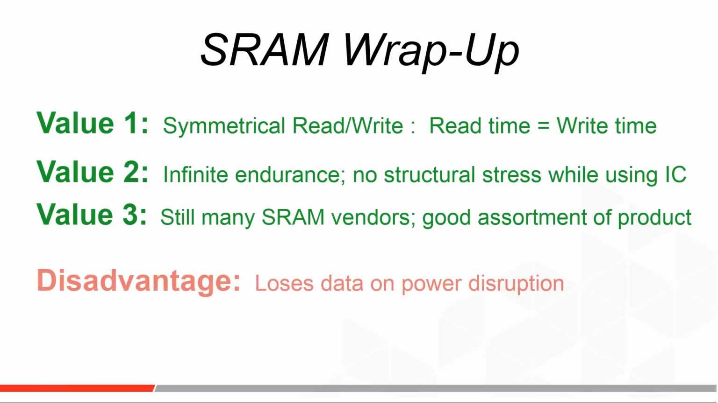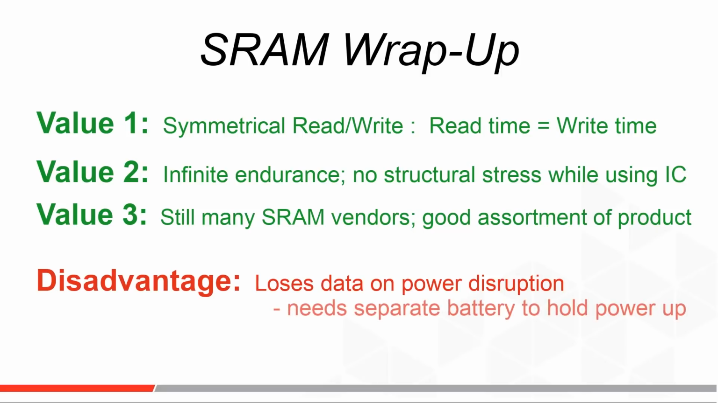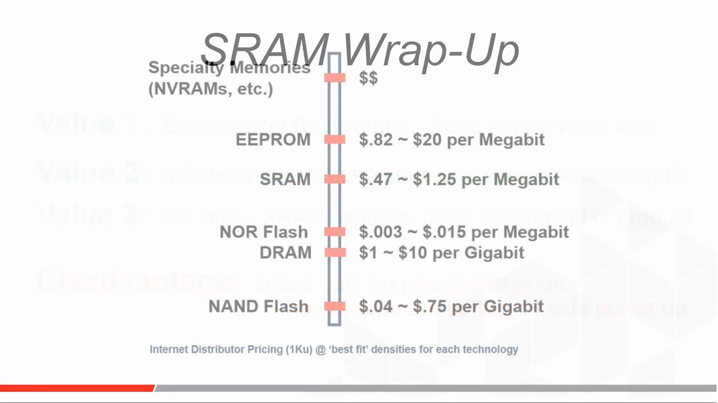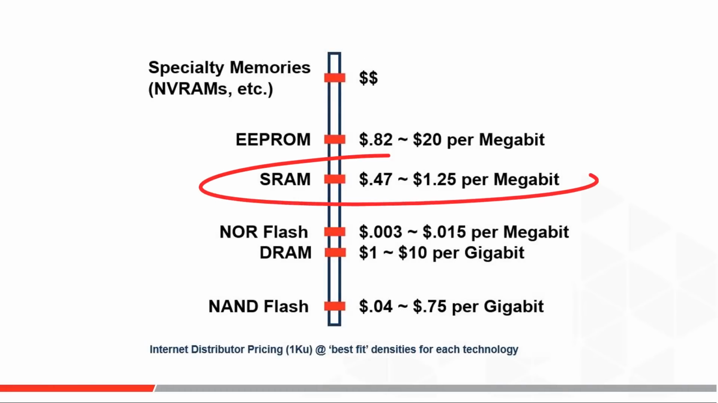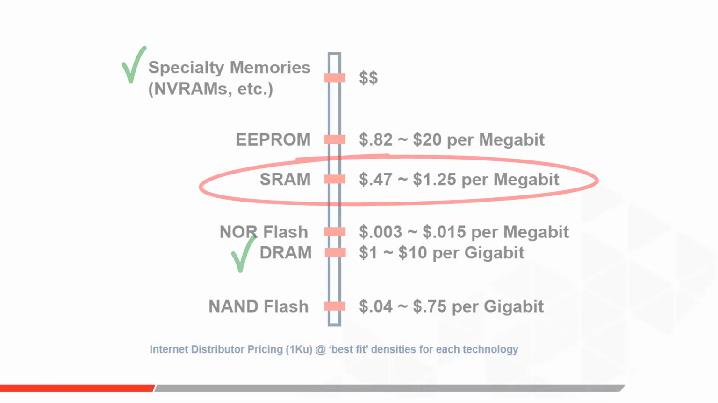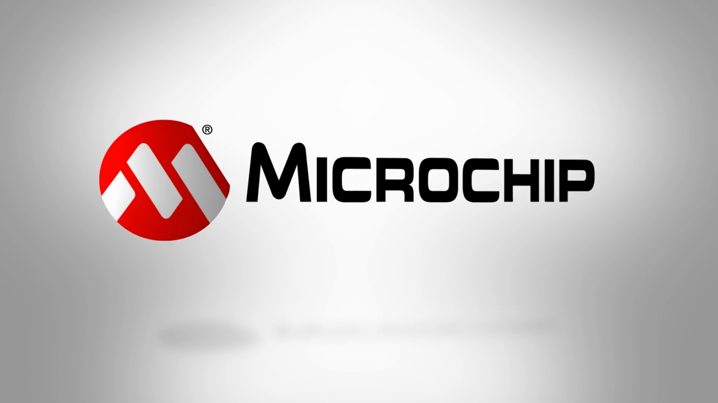The disadvantage of SRAM is it is volatile. Content will be lost on any power loss to the IC. Note that SRAM pricing is here, more expensive than DRAM, but about half price to any of these non-volatile memories up here at the same density. See our other videos to learn more details about various memory technologies, terms, and other memory concepts.